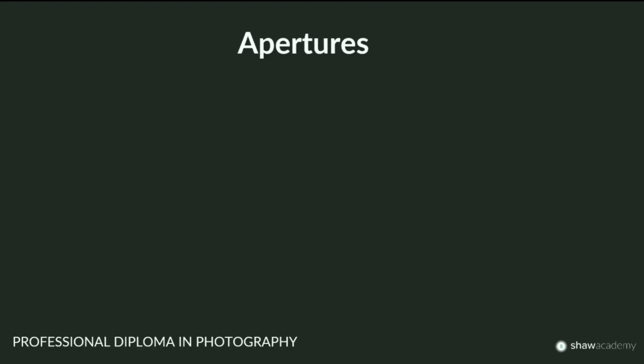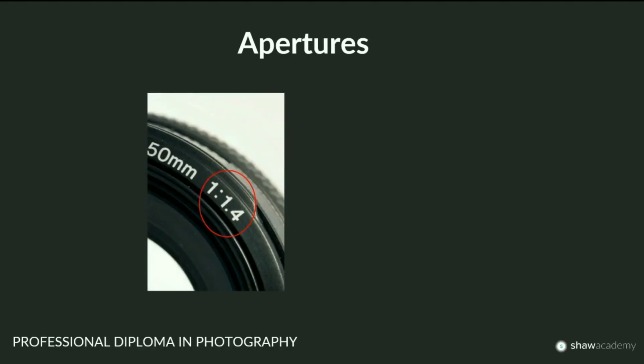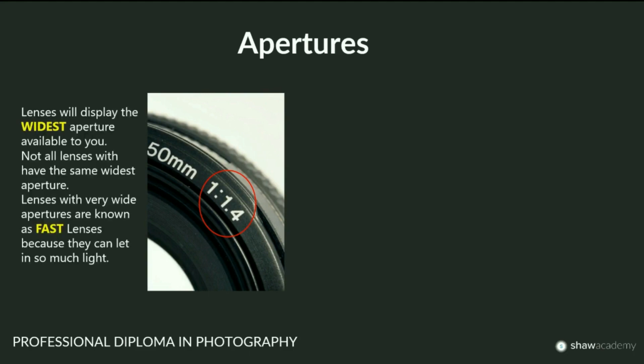Now, as I mentioned, back in lesson number 3, we had a look at our lenses. We were breaking down all the different numbers that are on them. One of the things we spoke about were our apertures, and we saw this ratio on the front of the lenses. Your lens will always show the widest aperture available to you rather than the smallest, because most lenses will go up to about f22.